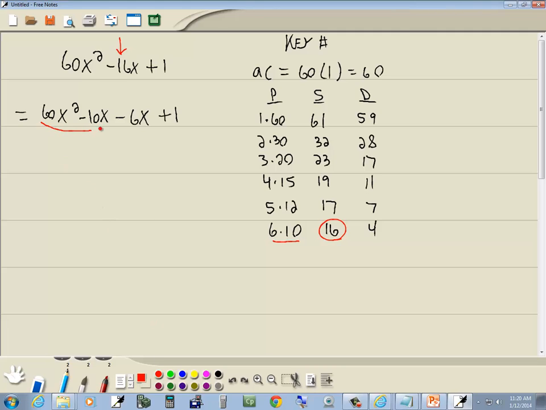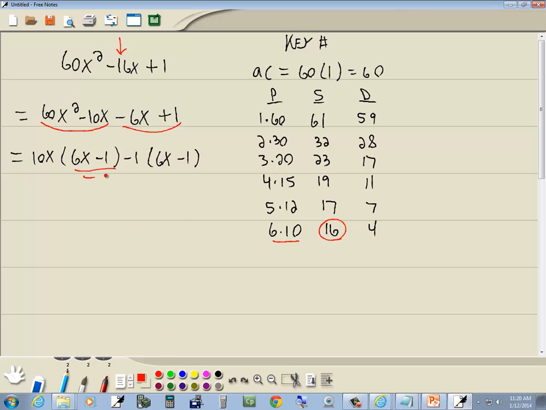Now we're going to factor by grouping. GCF for the first group, they have a 10 and an x in common, and that gives us 6x minus 1. The second group doesn't have anything in common, but the first term is negative, so I'll factor out negative 1, and that gives us 6x minus 1.